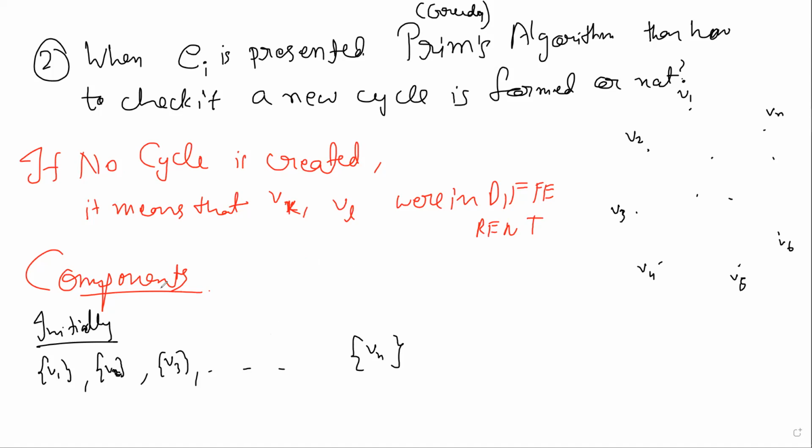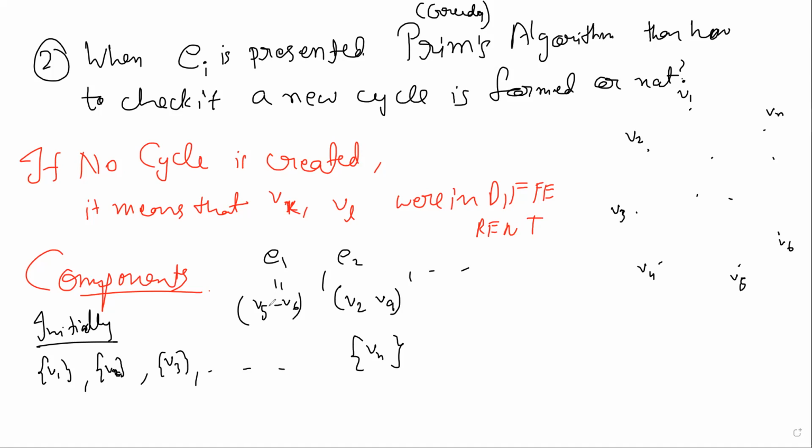So initially you are like this, and you have these edges, E1, E2, E3, up to En. Now remember, E1 does not mean V1, V2. It could mean V5, V6. E2 could mean V2, V9, and so on. You don't know.